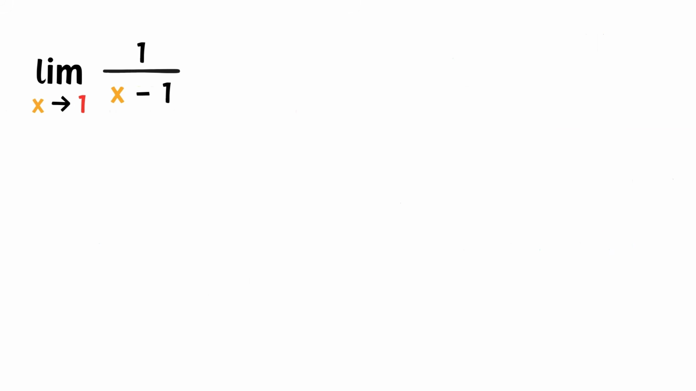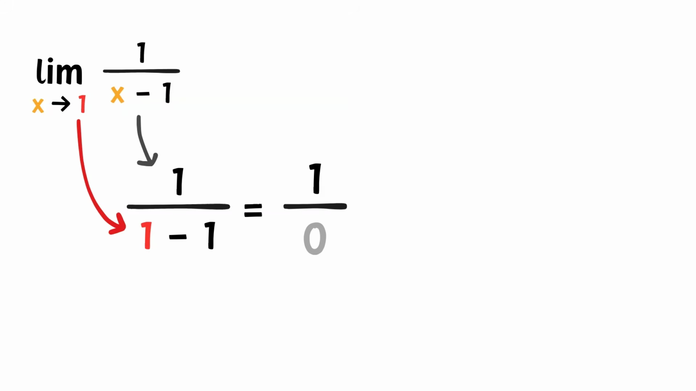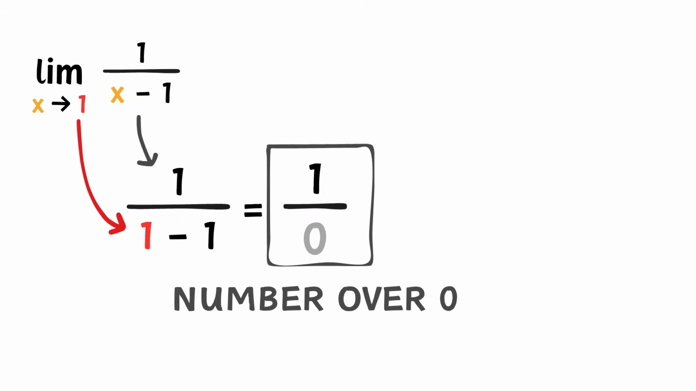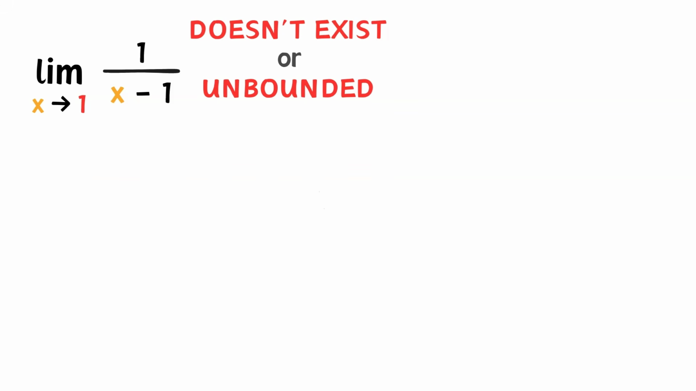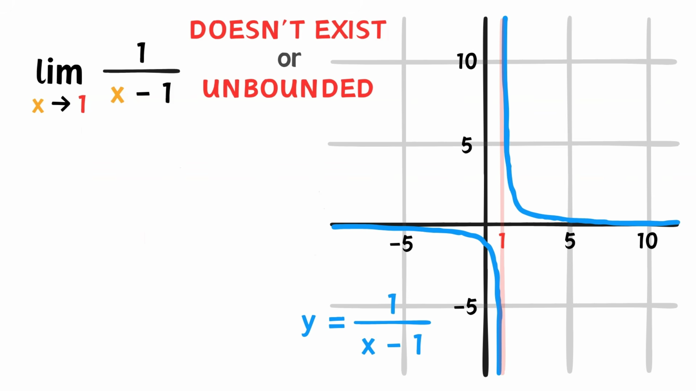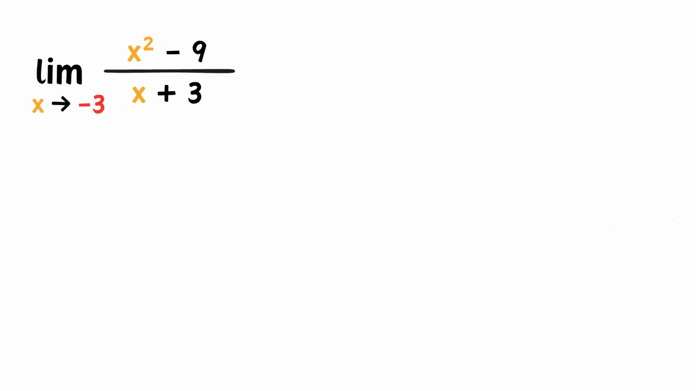Here's another one. We're trying to find the limit of 1 over x minus 1 as x approaches 1. To find this, we begin by directly substituting into the function. In the denominator, we have 1 minus 1, which is 0. This leaves us with 1 over 0, so we know that either the limit doesn't exist or it's unbounded. And looking at the graph of 1 over x minus 1, we see that as x approaches 1, the limit does not exist.